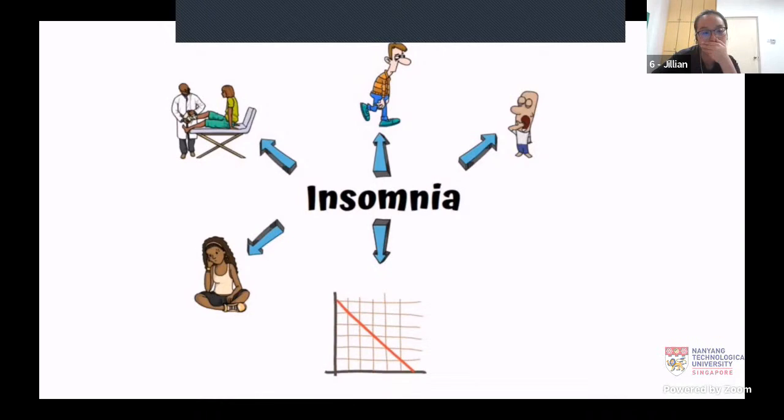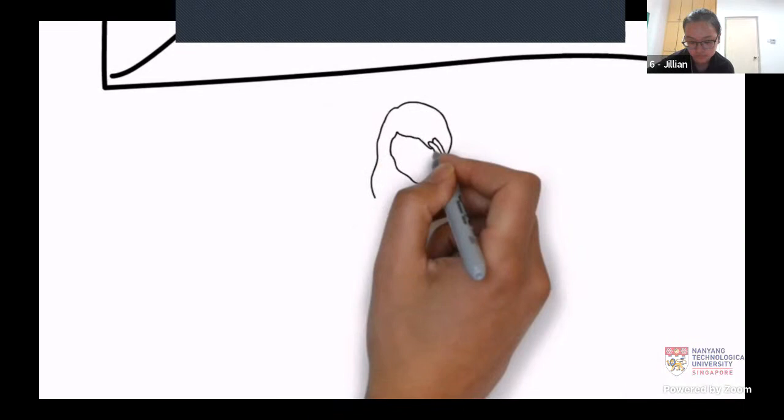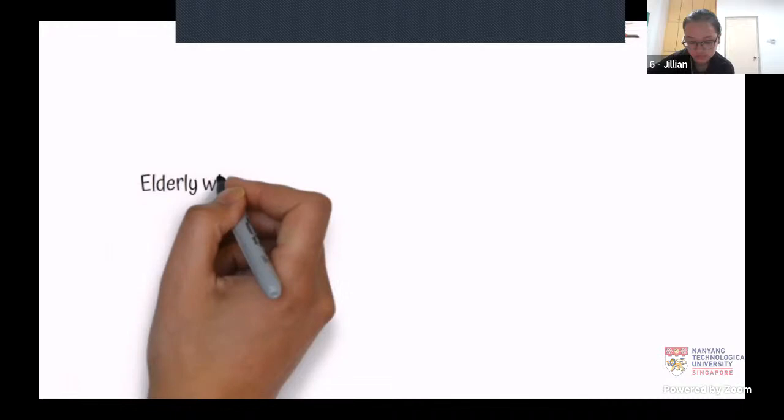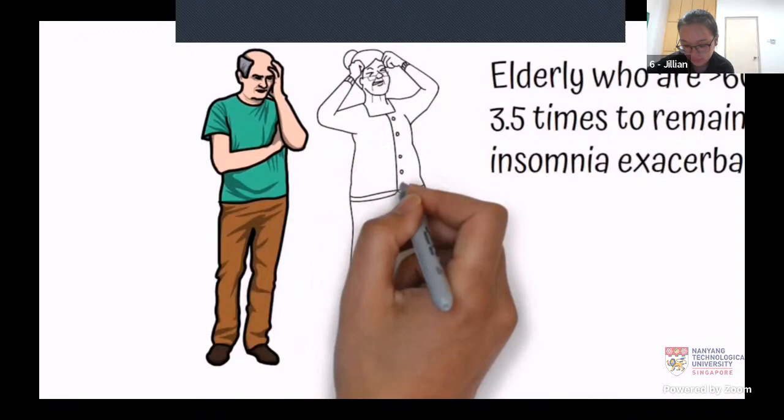Individuals were significantly more likely to have a range of chronic physical and mental conditions, including heart problems, paralysis, and depression. Elderly patients 60 years and above with persistent insomnia are more likely to develop major depressive disorder, MDD, and 3.5 times more likely to remain depressed even after treatment. Elderly women with insomnia are 6 times more likely to develop MDD compared to those without.